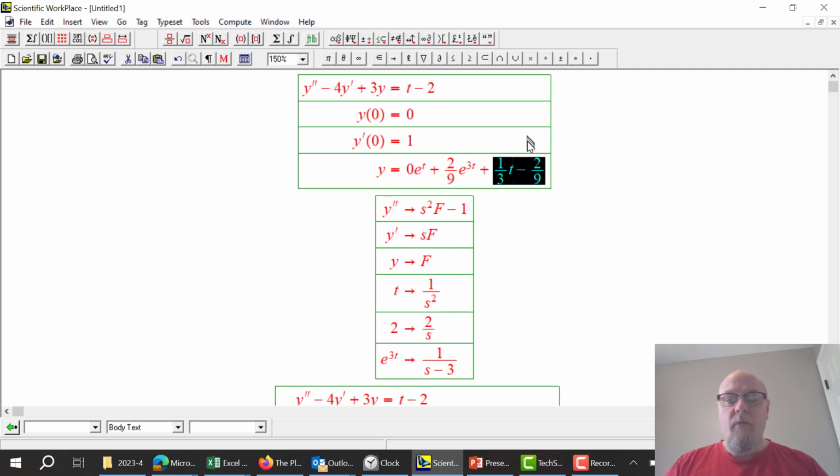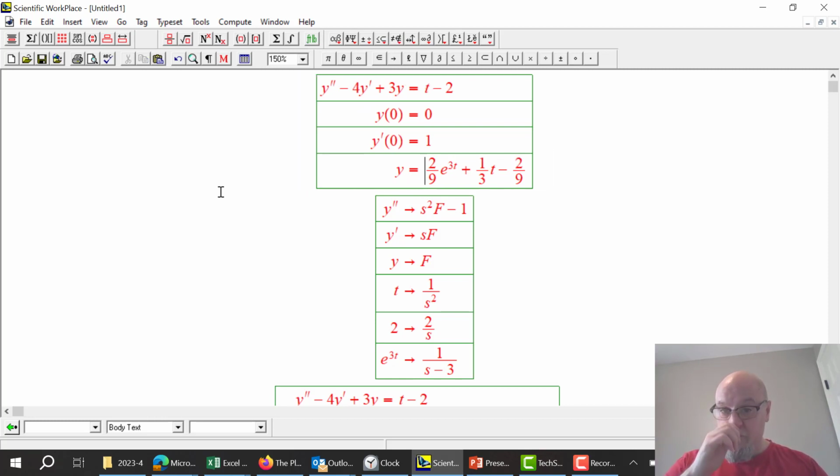Now, we should check. I'm going to get rid of this 0t. There's how I would write the solution. A good check of this is that it's supposed to go through the origin. When I make t equal to 0, I'm supposed to get y equals 0. When I make t equal to 0, I get 2/9 e to the 0, which is 1. So 2/9, make that 0 so that piece disappears. So 2/9 minus 2/9 is 0. That checks out. It's also supposed to go through y prime equals 1.